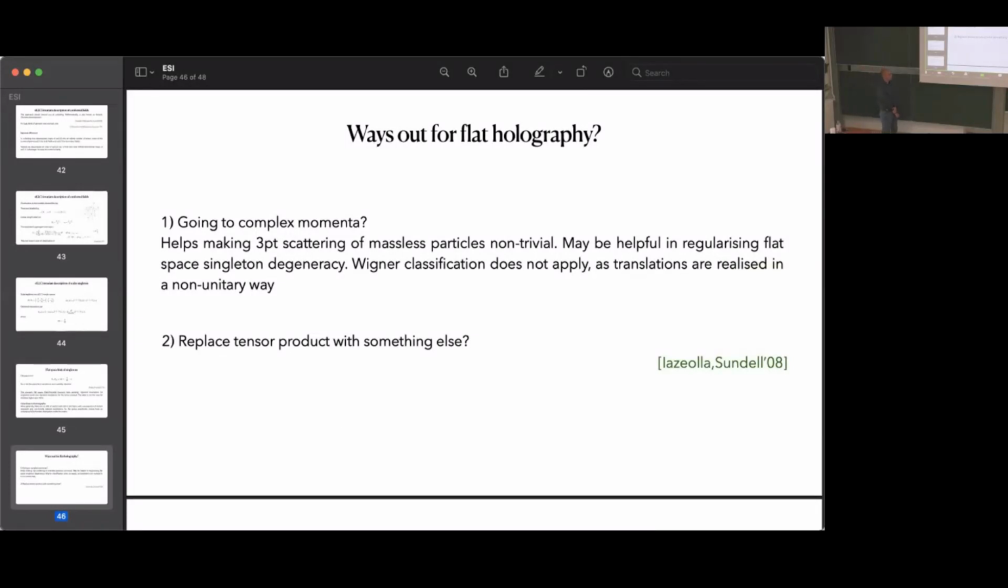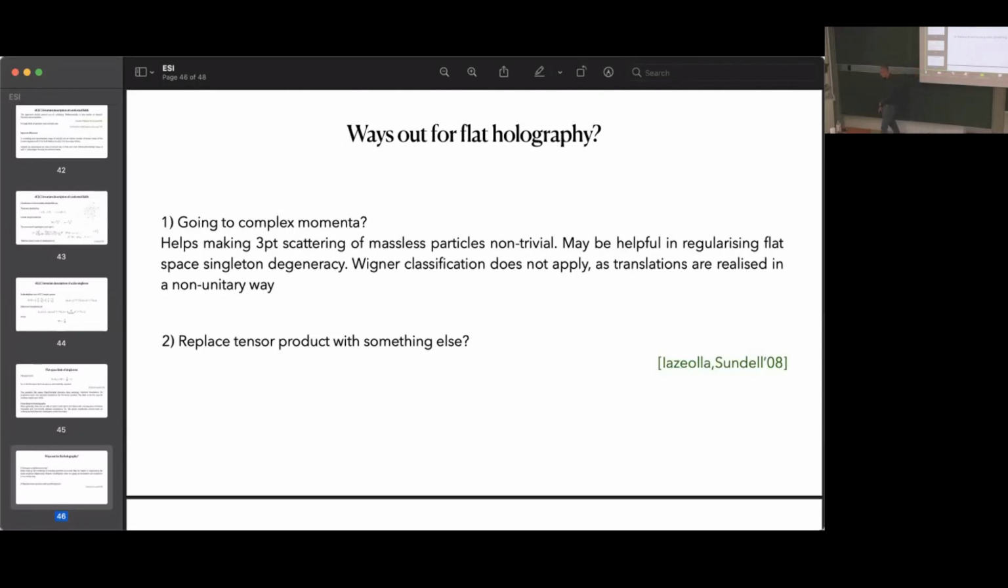So here I'm just speculating what can be the way out. And well, clearly one should somehow go around the Wigner classification. And as I said, Wigner classification refers to unitary representations only. So if translations are represented by complex numbers, then clearly the representation is non-unitary.